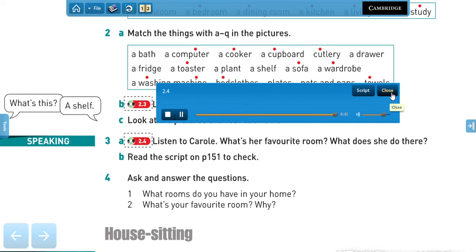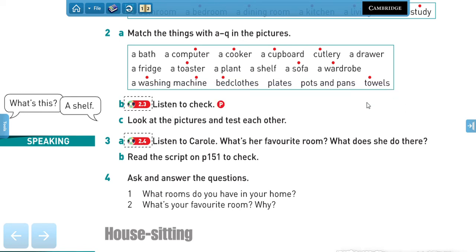Okay, so remember that if you need to listen again, you can pause the video and go back. Now, Carol talked about her flat, right? She said that she had 4 different rooms in her flat, and her favorite is the kitchen, right? The kitchen. What does she do there?